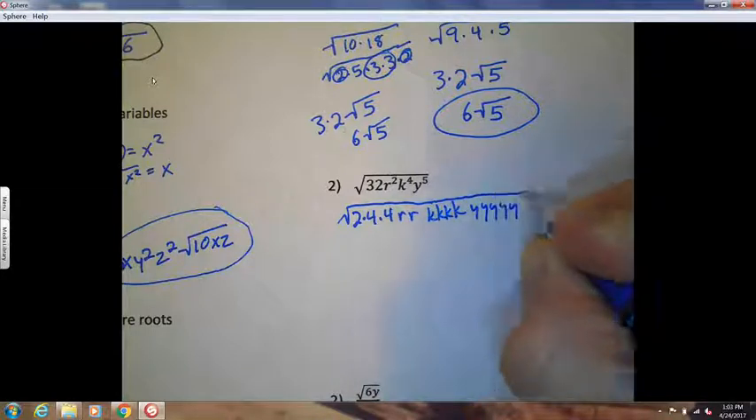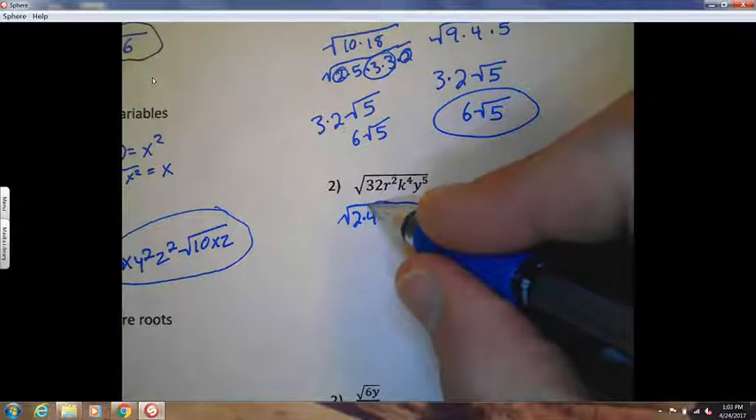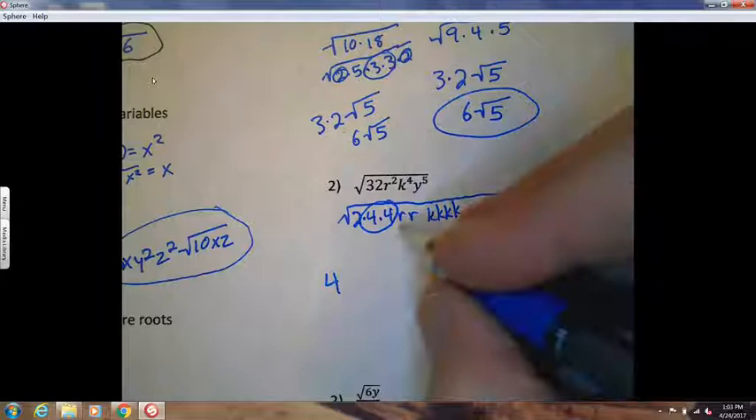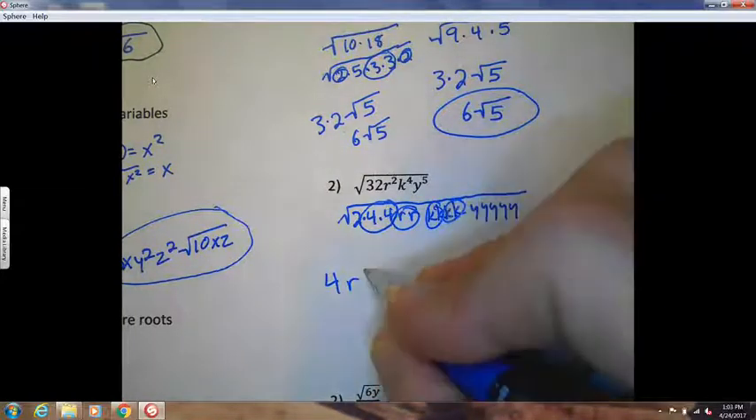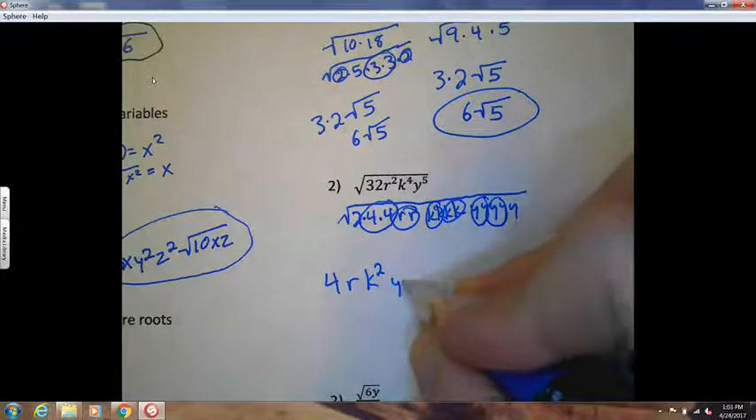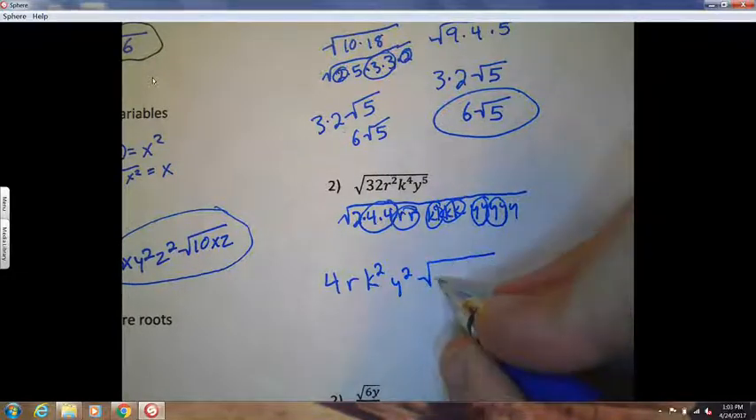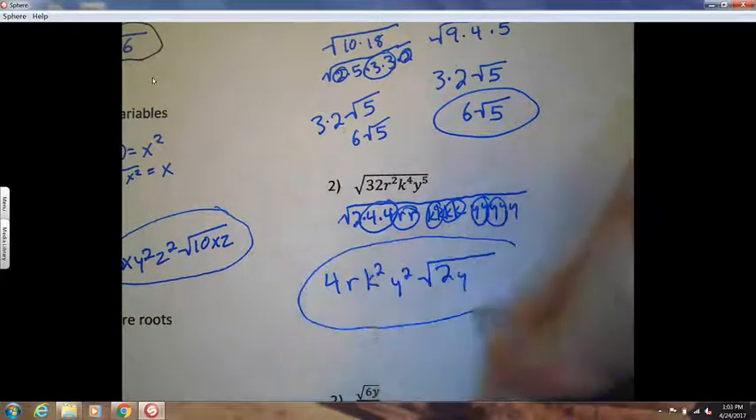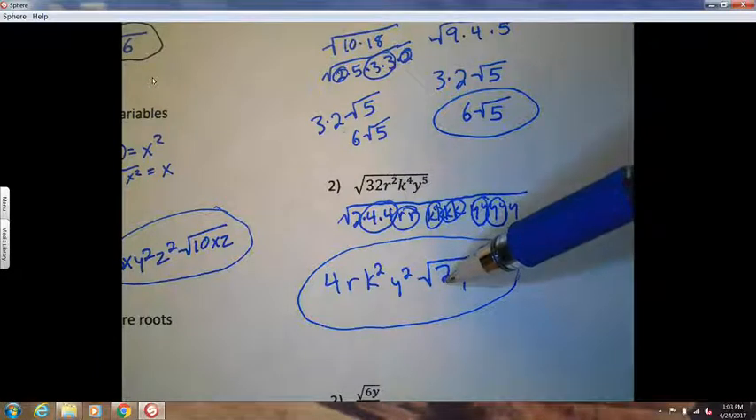Okay, so I'm just looking for my pairs. So the square root of, here's a pair of 4's, so I put a 4 out here. One pair of R's. 2 pairs of K. 2 pairs of Y. Left with 2Y. So remember, out here, this is the 4. Inside here, it would be 16, because the square root of 16 is 4.